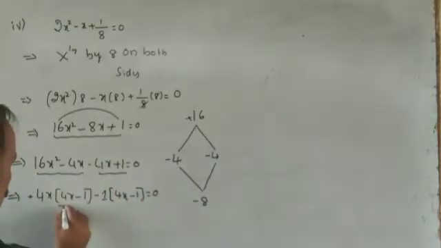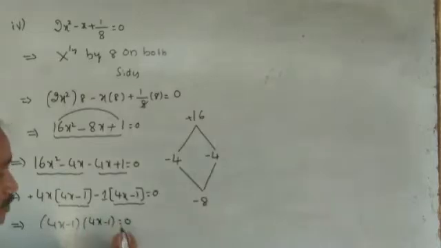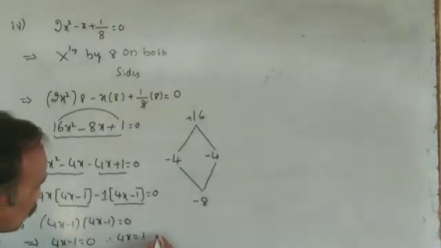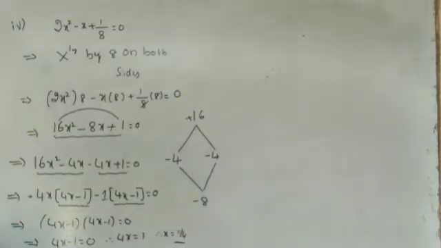I told you in the previous class, we get the same terms here after taking the common factor. So which implies 4x minus 1 is common, remaining again 4x minus 1 is equal to 0. So which implies 4x minus 1 is equal to 0. Therefore 4x is equal to 1. Therefore x is equal to 1 by 4.